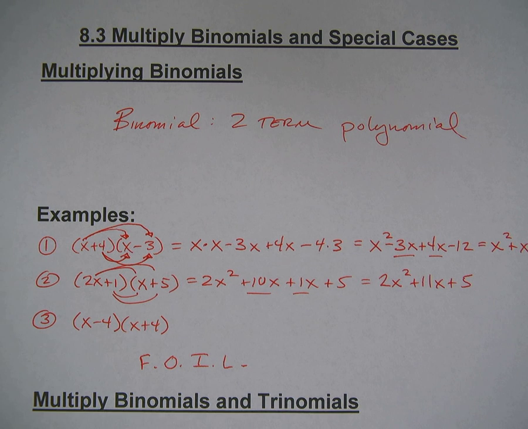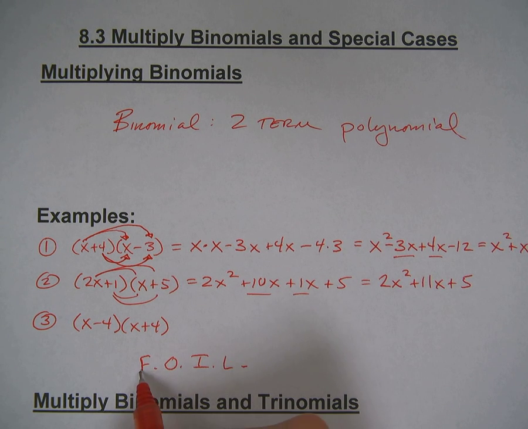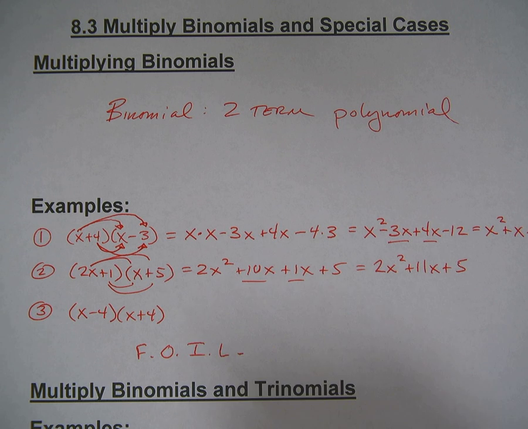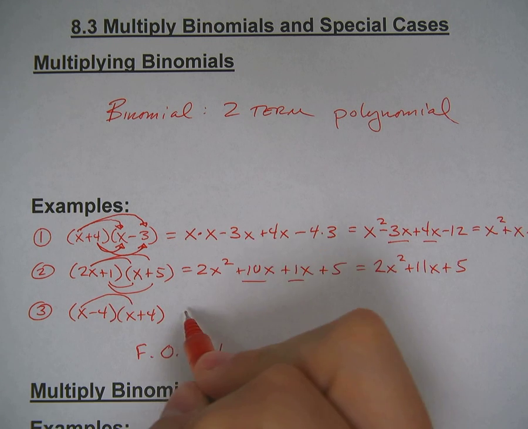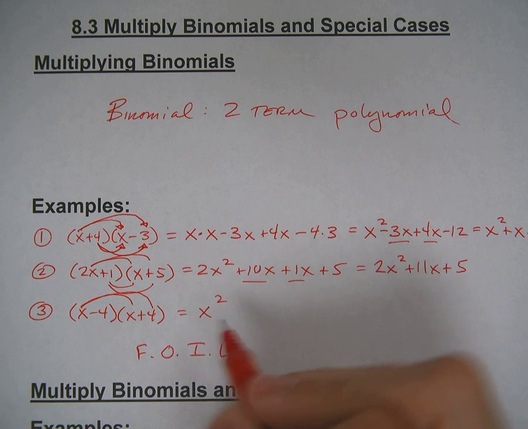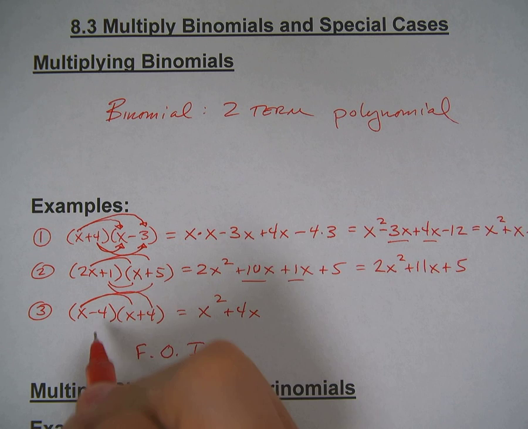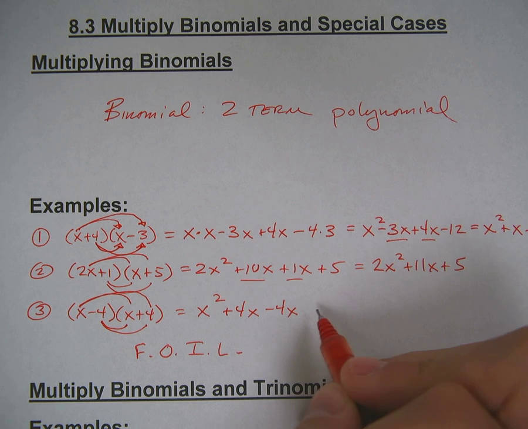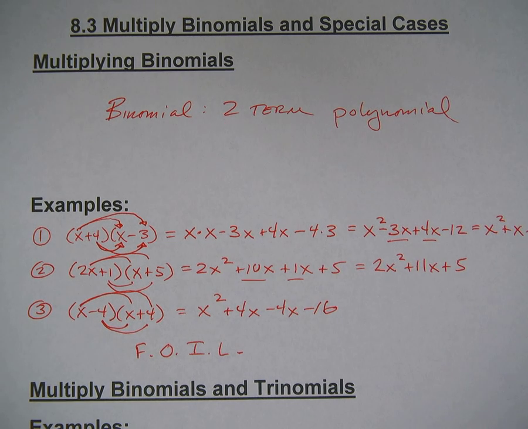Now FOIL stands for something. It stands for first, outside, inside, last. Okay, so all that's telling you is how you should multiply. You're going to multiply the first terms, the outside two terms, the inside two terms, and then the last terms. So we've been doing FOIL this whole time. I just haven't been calling it FOIL. Like I said, FOIL is just a fancy word to describe distribute twice.